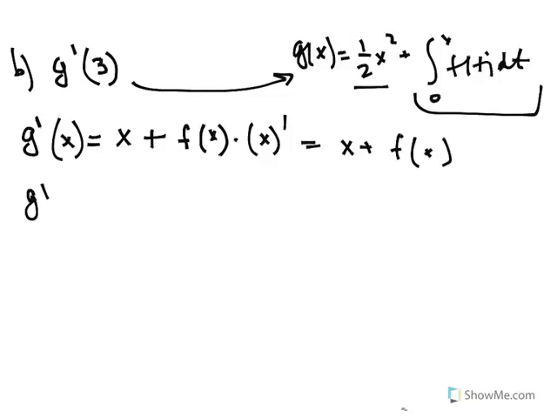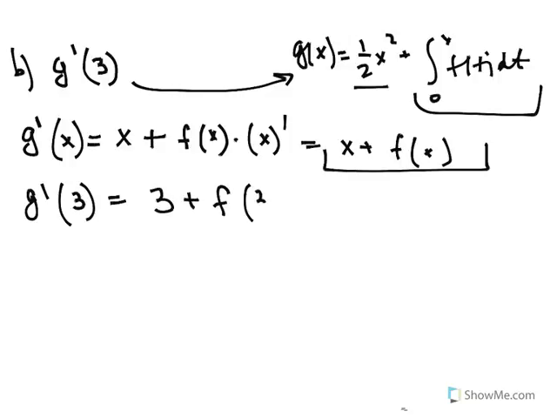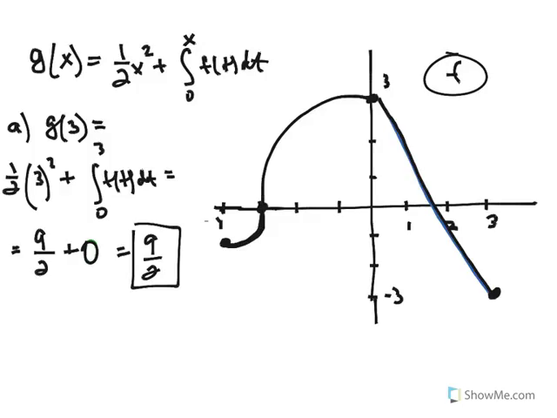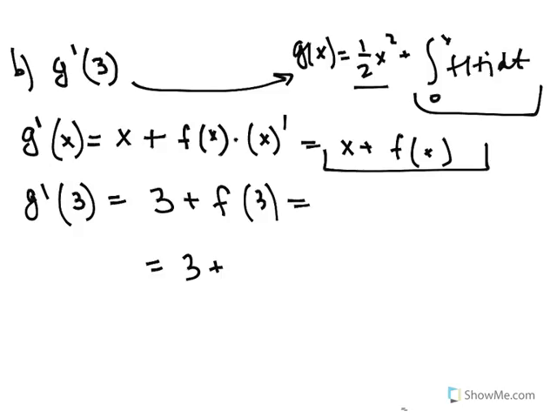Now we're going to find g prime of 3. So let's replace x with 3. So we get 3 plus f of 3. The graph of f of x is given, so let's go back. At 3, the y value is -3. So the result is 3 plus -3, which is 0.